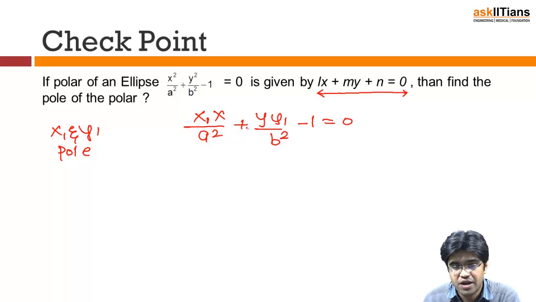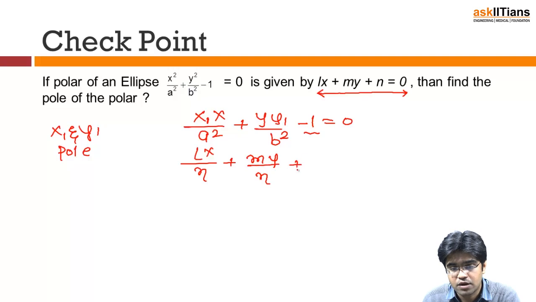If I try to make the equation in this form, what do I need to do? I need to make the coefficient of the constant 1. So if I do this, then what am I going to get? I'm going to write it like this: lx by n plus my by n plus 1 equals 0.